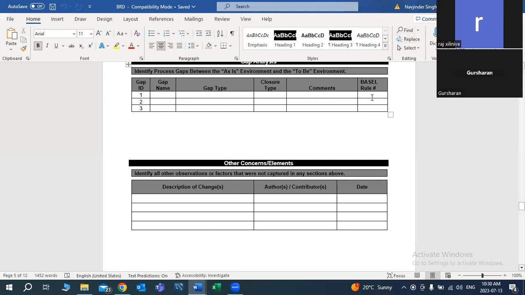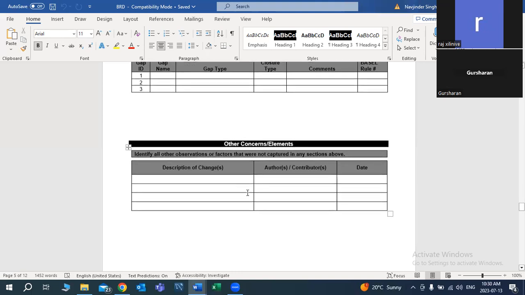What is Basel rule? This is my old project actually. That's the reason why this is showing as Basel rule. Ignore this. This is my project template. That related information, you can ignore that. You can consider till comments. Okay, no problem. Ignore that.